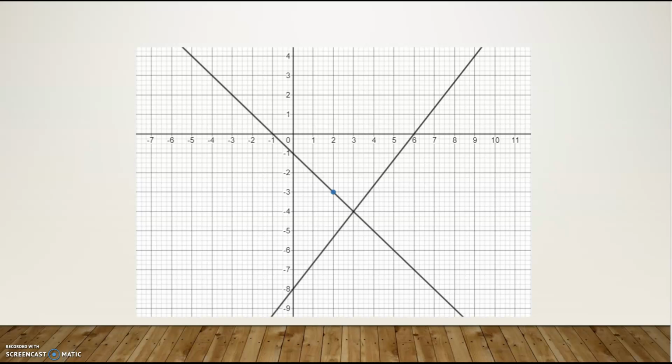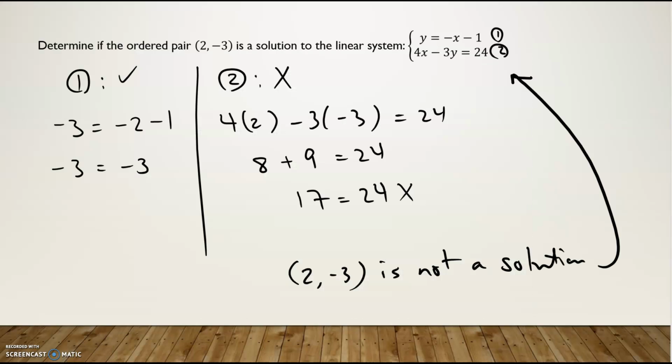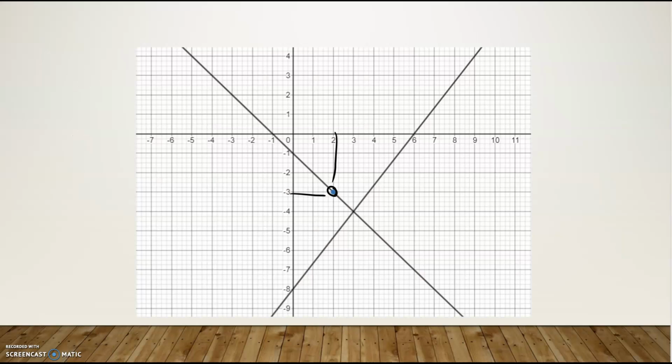Now here's a graph of the two equations along with the point that they gave us, which was (2, -3). Notice how at that point, they're not intersecting. It's only true for one line, because this line falls on the first equation, but that point does not fall on the second equation, which is right here. So that's why it was true for one of them, but not the other, because that point is only on one of the lines, not on the other one.